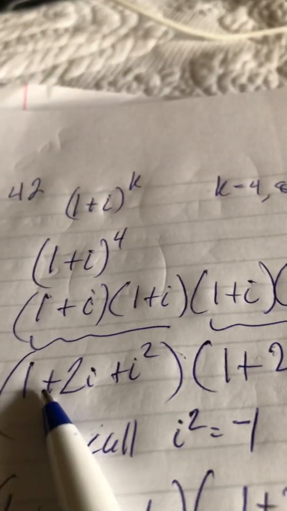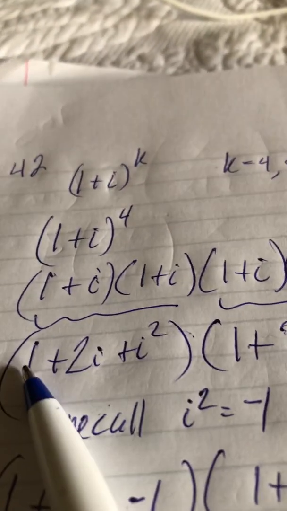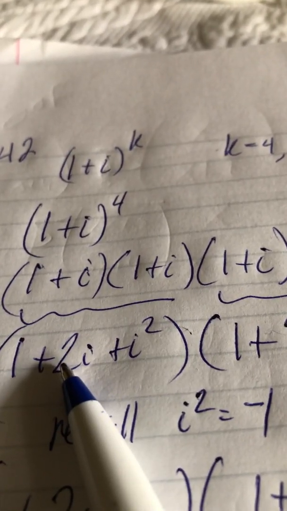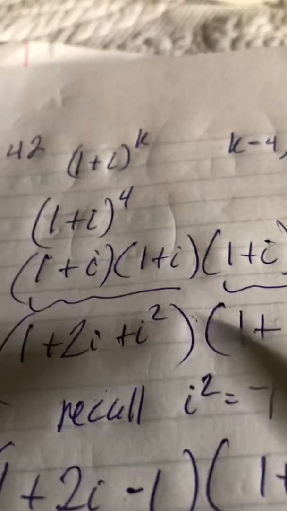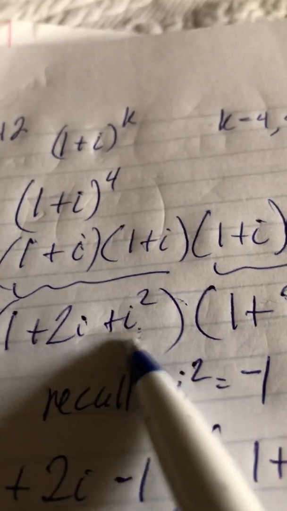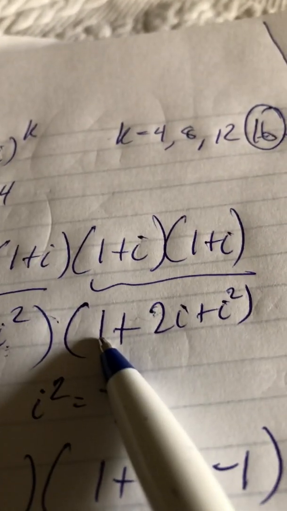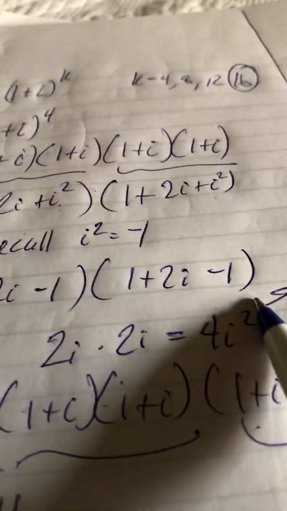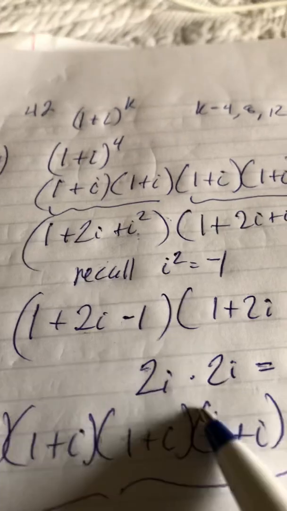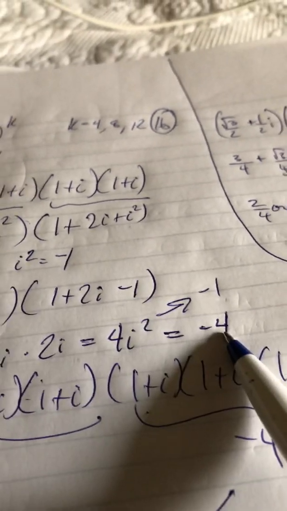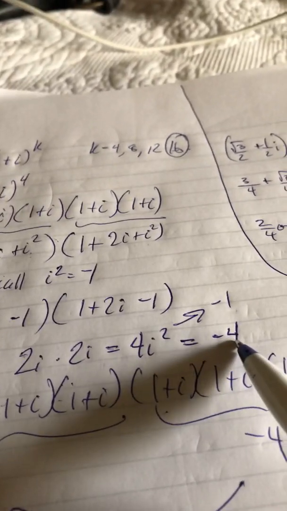So 1 times 1 gives me my 1, 1 times i is 1i, i times 1 is another i, so 2i, because I add them together. i times i is i squared. Now recall that i squared is negative 1, so this is really 1 plus 2i minus 1. And I get the same thing here, 1 plus 2i minus 1. Well, when you clean those up, so to speak, you get 2i times 2i, which is 4i squared. Well, i squared is negative 1, so this becomes negative 4. So for a group of 4 of them, we get a negative 4.